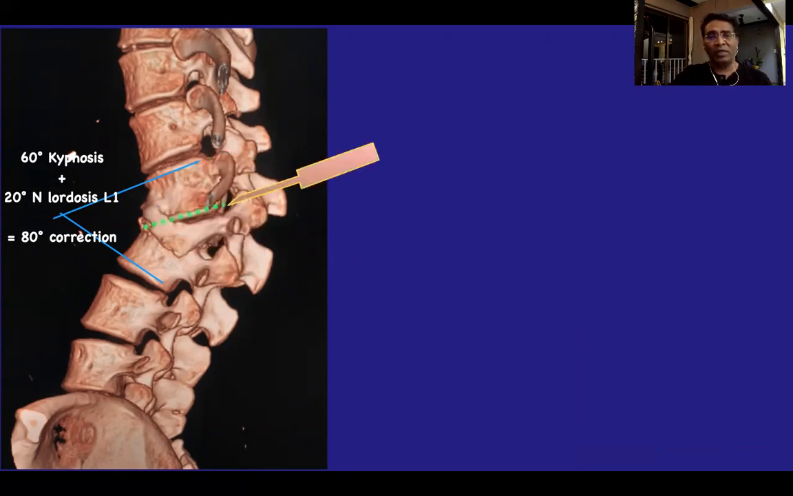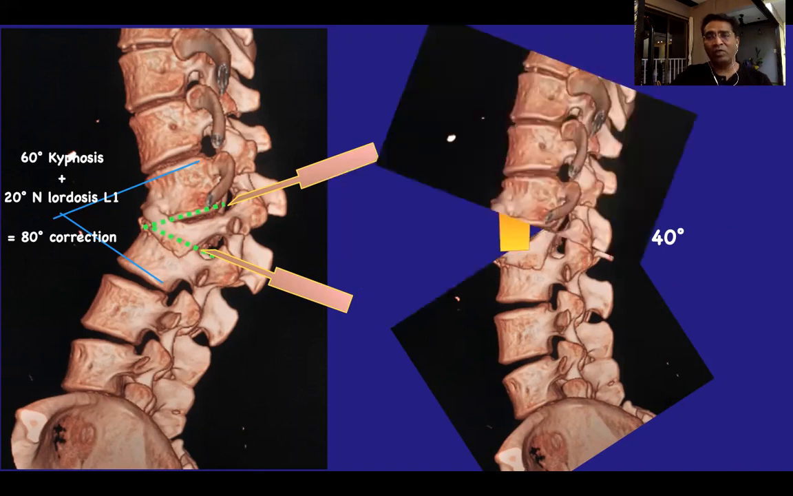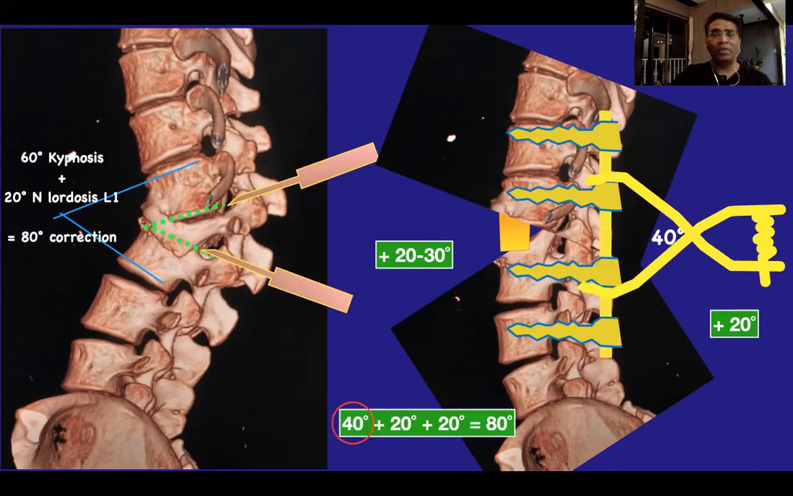Rather than that, if you take the cut to the lower border of the upper body and the upper border of the lower body, that will amount to about 40 degrees of a posterior wedge resection. After that, once the osteotomy is completed, if we add a cage, we get about another 20 to 30 degrees of correction. And after instrumentation, when we apply compression over it, we get about another 20 degrees of correction.